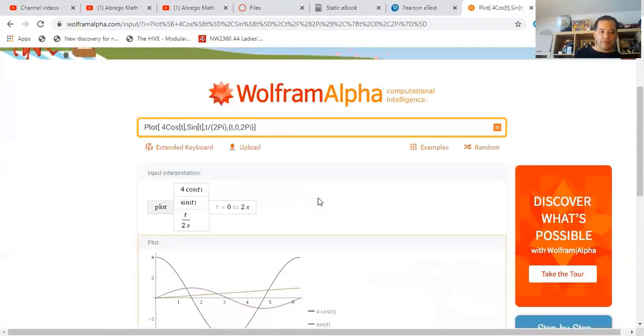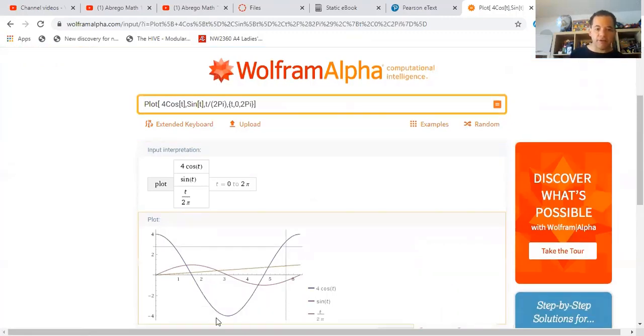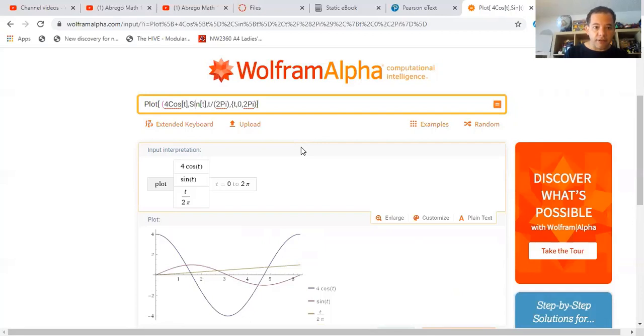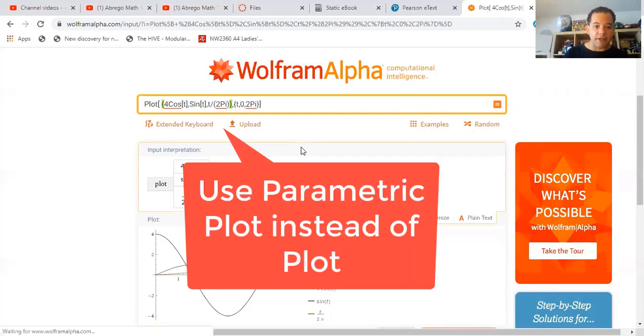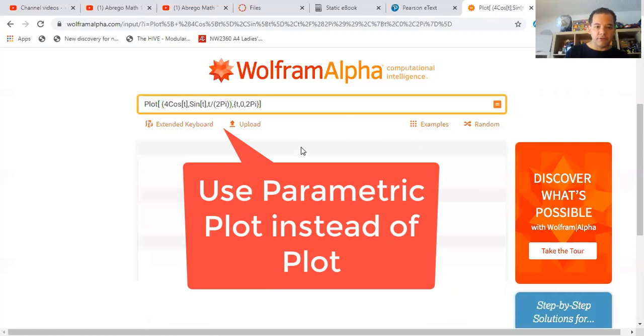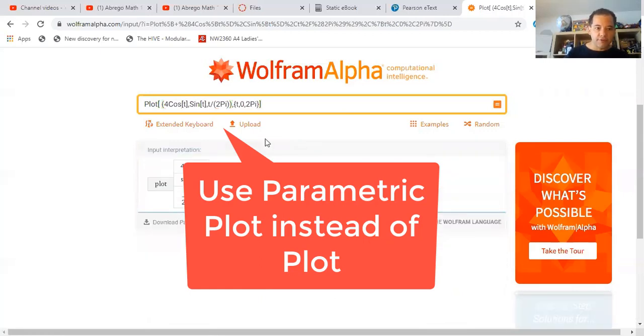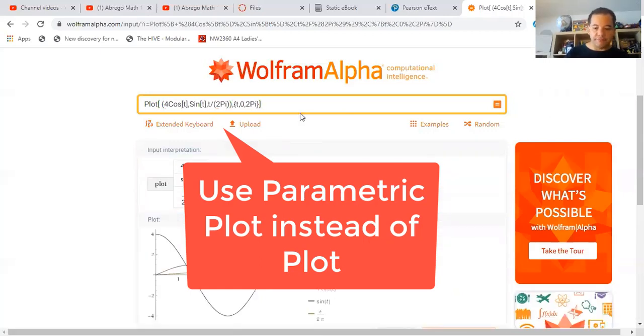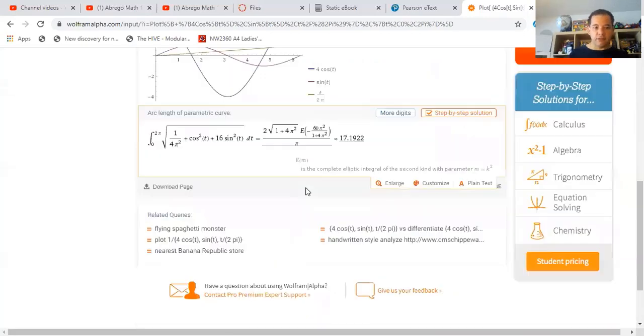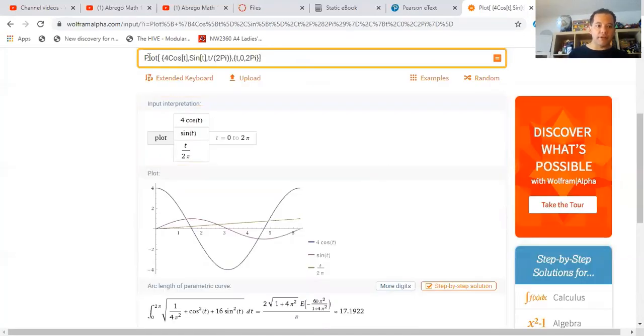Okay, it didn't understand what I wanted. Okay, so this is what it did. It plotted the 3 equations at the same time. It didn't understand it as a vector, right? So maybe we should put the parentheses like this. Maybe that way it understands it's a vector. Still no. Okay, maybe I don't want plot. Okay, I think it's parametric plot is what we want.